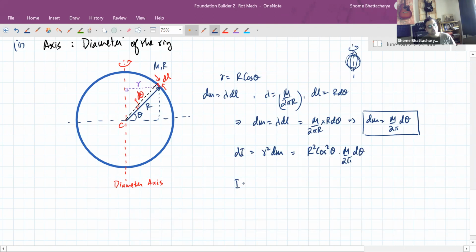So the moment of inertia of that whole ring becomes the integration of this for all the particles. So it becomes integration of r square dm, or integration of m upon 2 pi capital R square cos square theta d theta. Now you can see I'm covering all the particles over a circle, so theta should go from 0 to 360 degrees, or 2 pi. So this is the integration that I'm left with now.